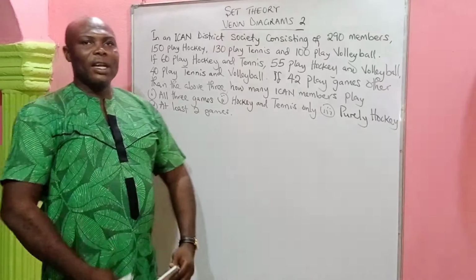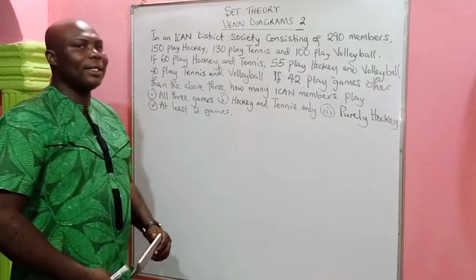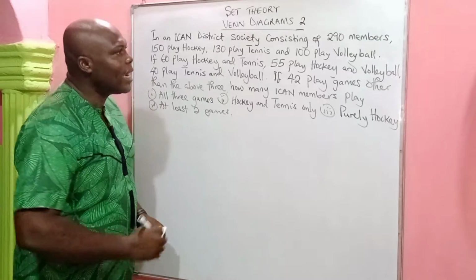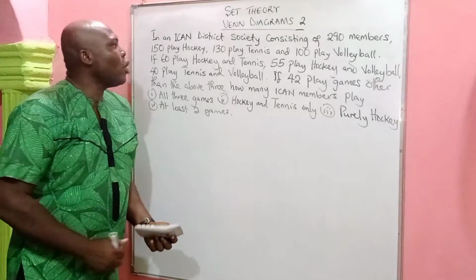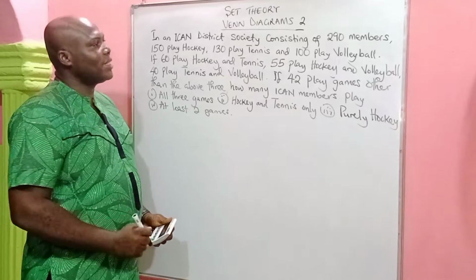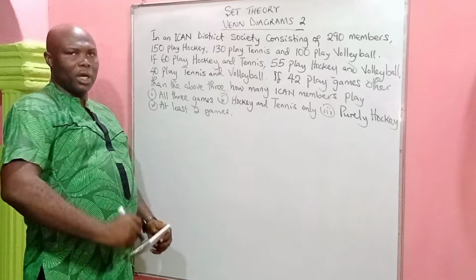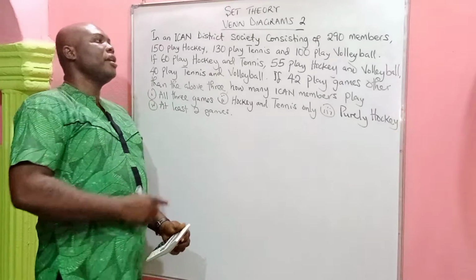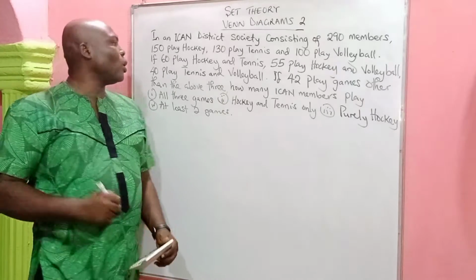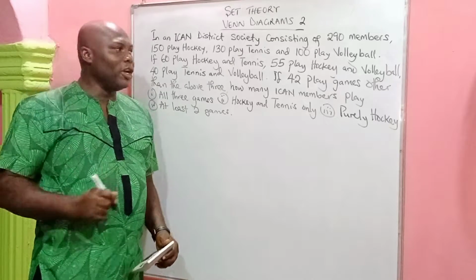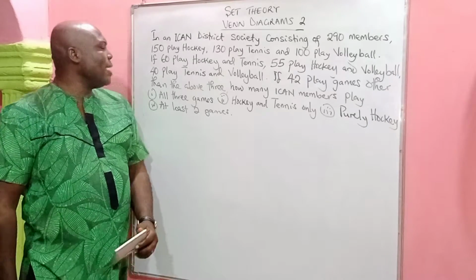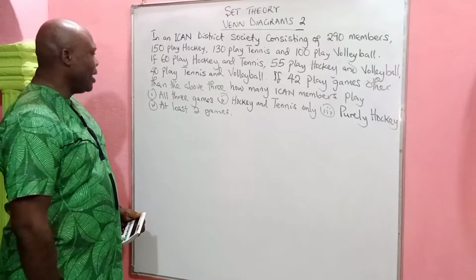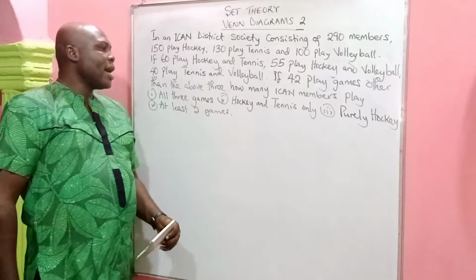Okay, so we have an example on the board. In this example they said in an icon district society consisting of 290 members, 150 play hockey, 130 play tennis, and 100 play volleyball. And we're given additional information that 60 play hockey and tennis, 55 play hockey and volleyball, 40 play tennis and volleyball. If 42 play games other than the above three, how many icon members play all three games?